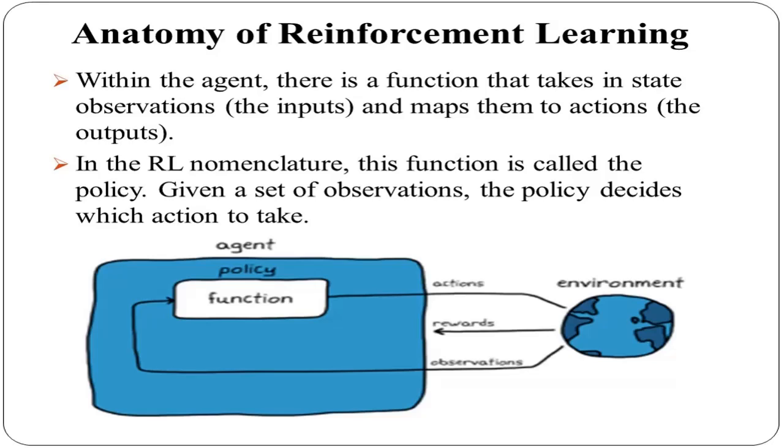Within the agent, there is a function that takes in state observations that are inputs and maps them to actions, which are called outputs. In the reinforcement learning nomenclature, this function is called policy. Given a set of observations, the policy decides which action to take.